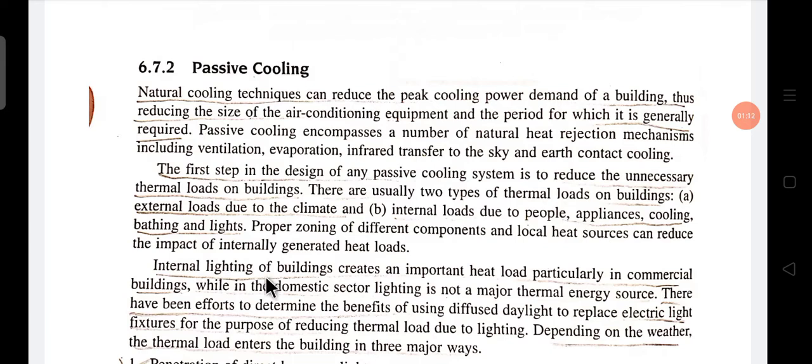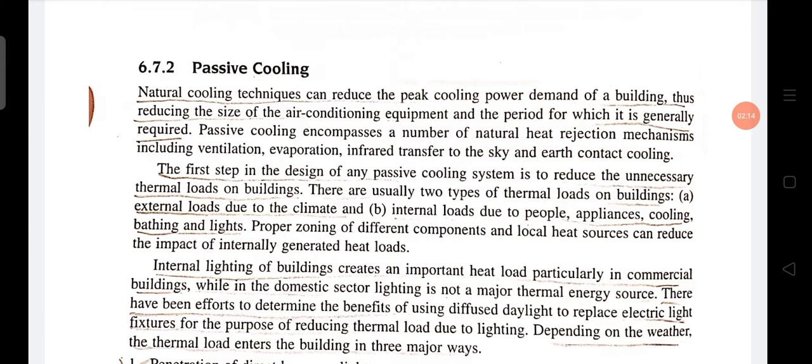In our building there are two thermal loads. One is the internal load due to people and appliances. Another one is the external load due to the climate. That means our room is getting hot for two reasons. One is external, by the climate, the summer, or the sun. The second is internal, when we switch on our electric bulb or run appliances like a TV or fan. They emit a little bit of heat, and that heat heats our room also.